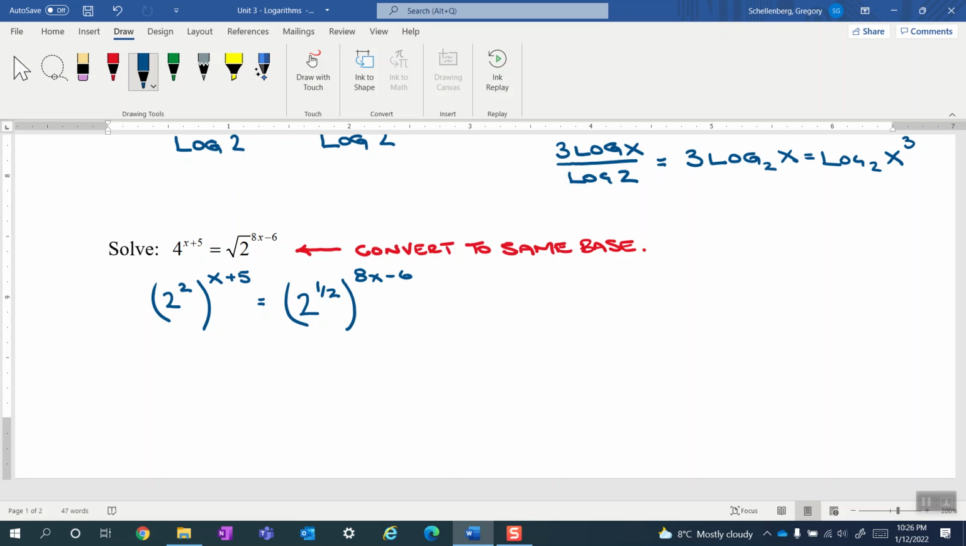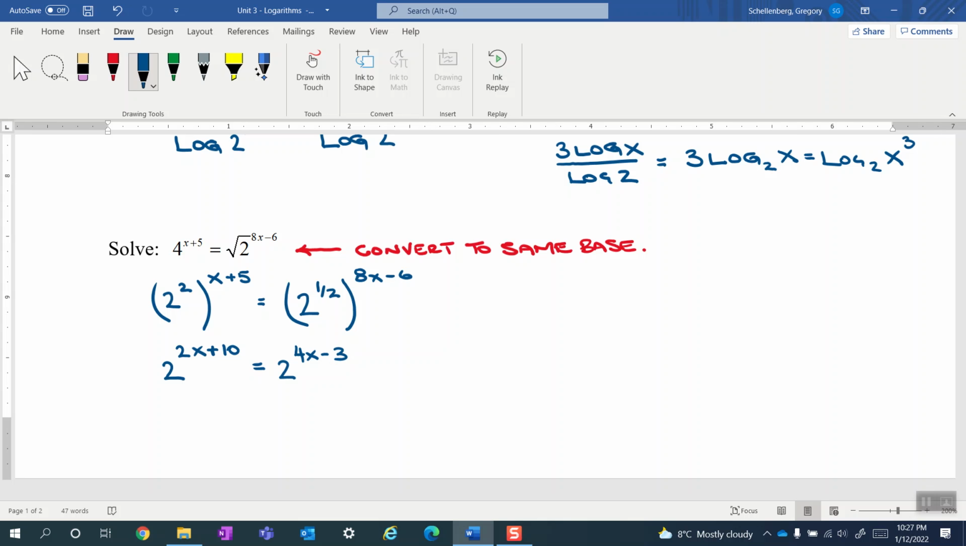Okay, power law of exponents. We've got to multiply those exponents. Make sure you're multiplying each term. So we've got 2 to the power of 2 times x is 2x. 2 times 5 is 10. And we've got 2 to the power of 1/2 times 8x is 4x. And minus 3.